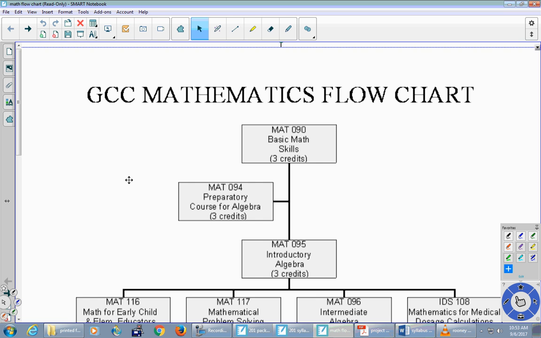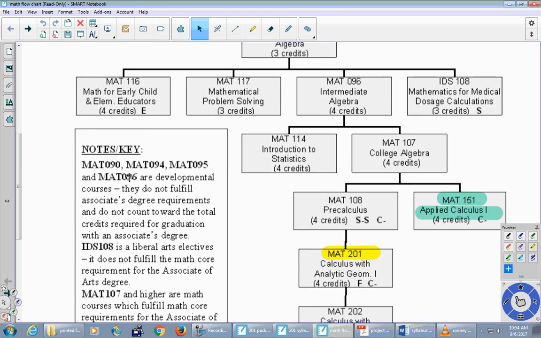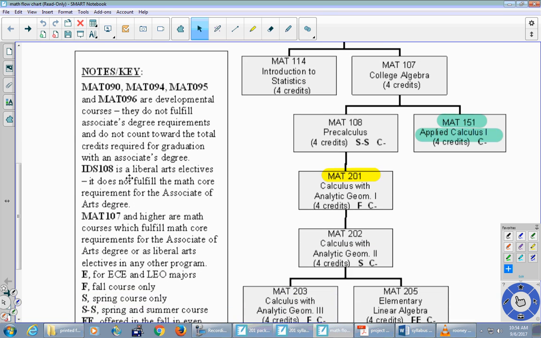Okay, next logistical thing is the math flowchart. You do not have this on your tables, so don't look for it. Currently you are in this yellow highlighted course, Math 201. This is the place to be if you are majoring in science or engineering or math, computers, any of those fields, because this particular class opens the door to Calculus 2 and Calculus 3 and linear algebra and pretty much the rest of math. However, we do have another course called Applied Calculus, which all of you could take this semester right here, right now, instead of this one.